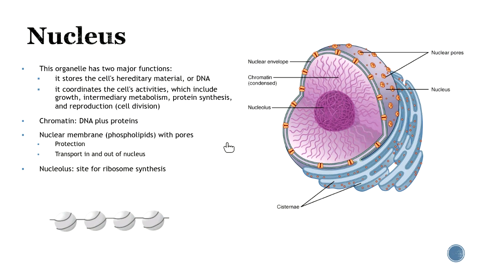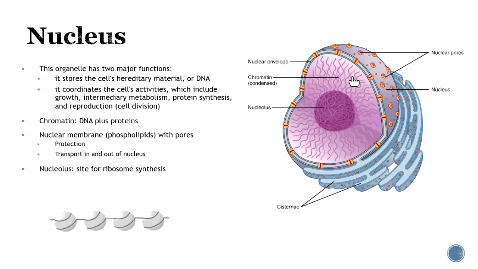Really fascinating. But to organize all this DNA and fit it into the nucleus, we wrap it around proteins called histones, and it looks like a little beaded necklace right here. So the term chromatin is your DNA plus proteins to help organize it. Now, the nucleus is surrounded by a nuclear membrane, which is made up of phospholipids, which we'll talk about in a little more detail later.